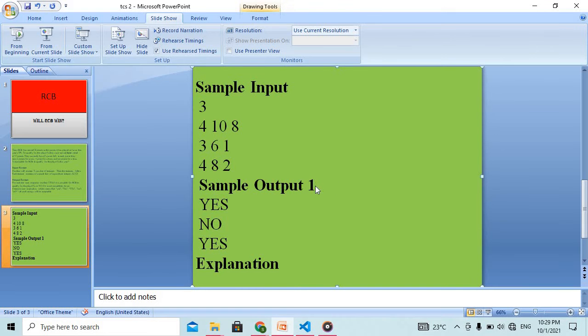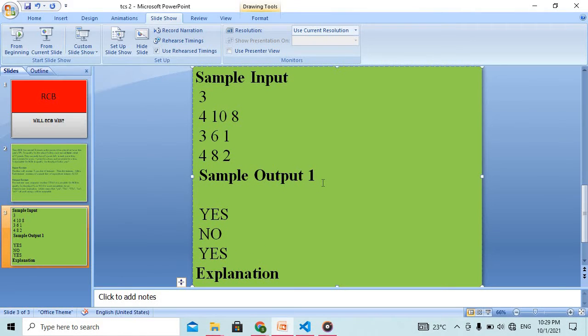If we have T as 3, that is 3 test cases. In the first test case X is 4, Y is 10 and Z is 8. So if they need 10 points to qualify, they have a possibility of winning all 8 matches and making it a total of 8 into 2, 16 points. And 16 plus 4 points is 20 points and they can easily qualify for the playoffs. So the first output should be yes.